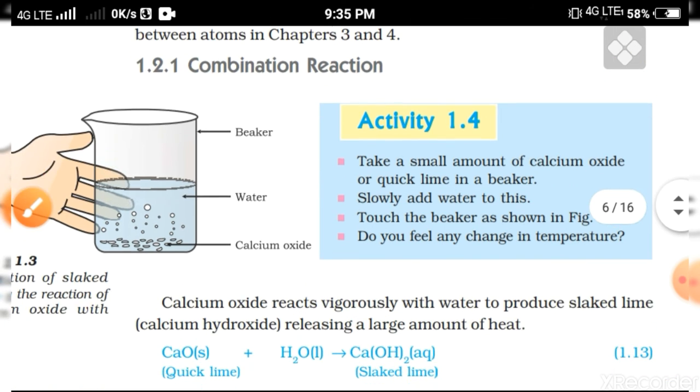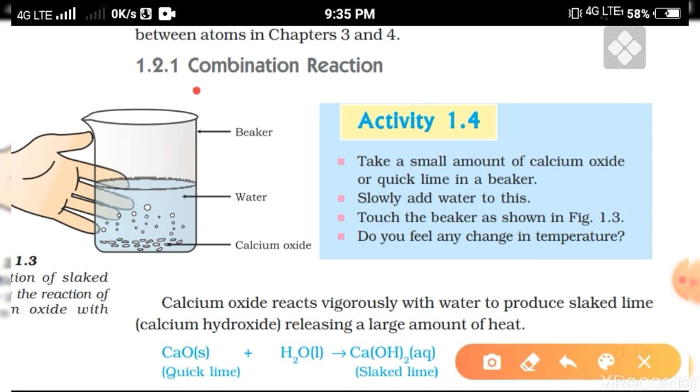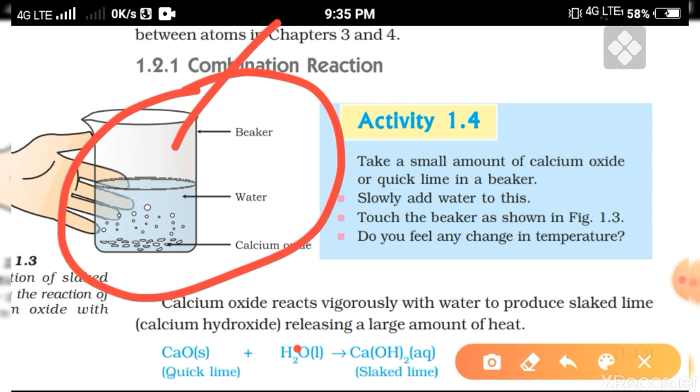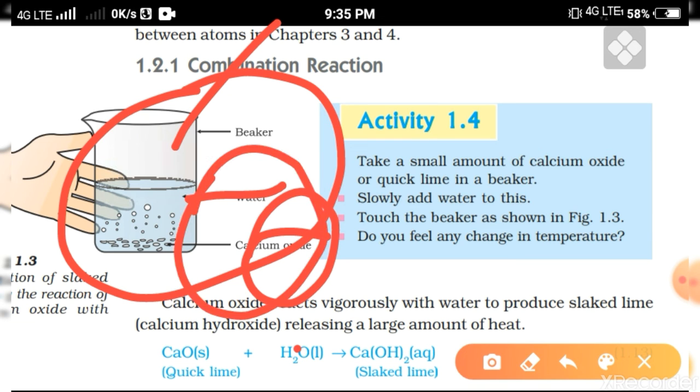You have to see here: this is a beaker. Inside the beaker there is water and calcium oxide, also called quicklime. After the combination of calcium oxide and water, what is formed? Slaked lime, calcium hydroxide. That is a single product.